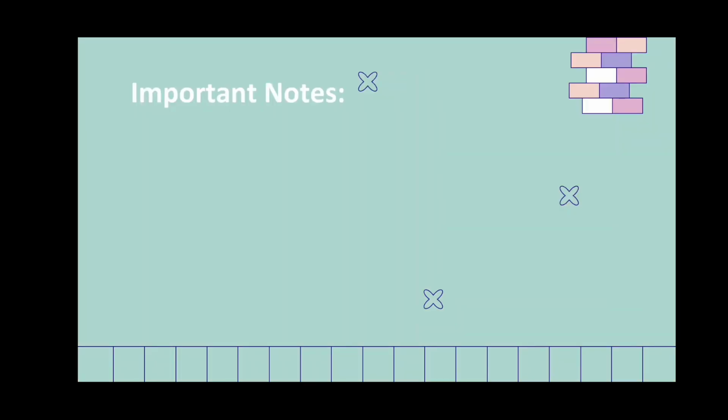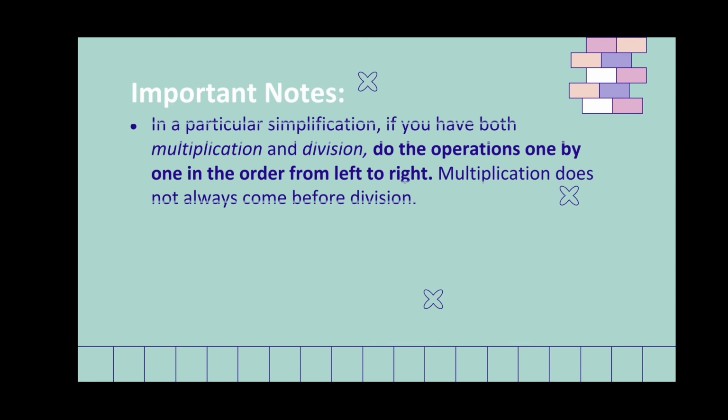In studying PMDAS or GMDAS rule, we have some important notes. First, in a particular simplification, if you have both multiplication and division, do the operations one by one in the order from left to right. Multiplication does not always come before division. So meaning, kapag nauna ang division sa given expression, yun ang uunahin nating isolve bago mag-multiplication from left to right.